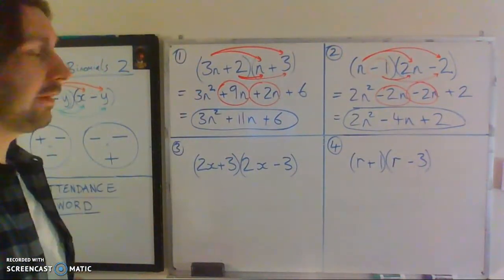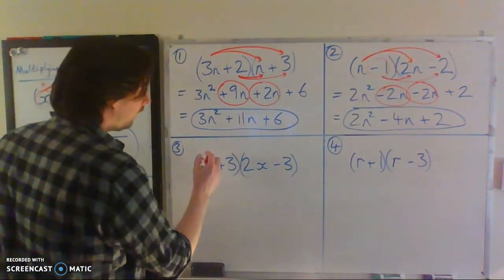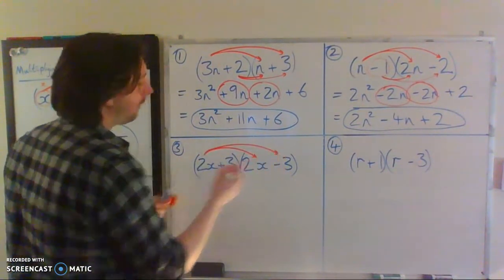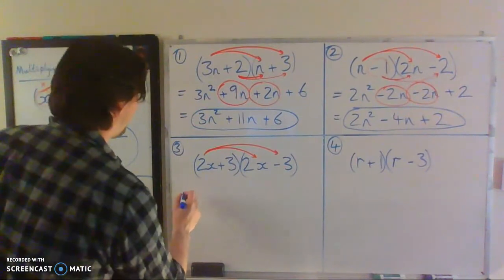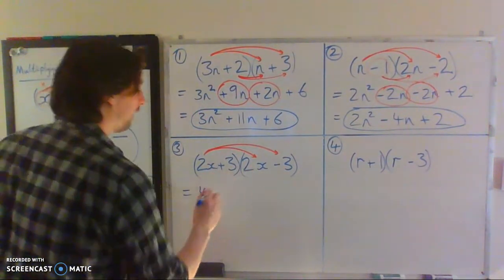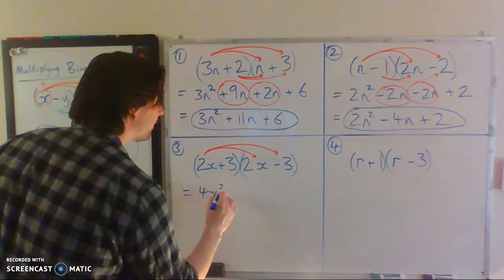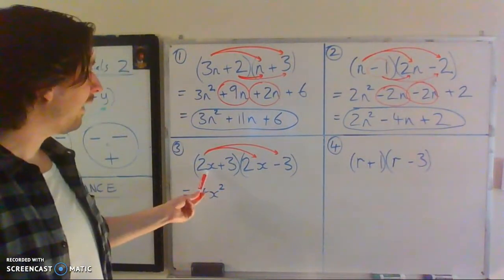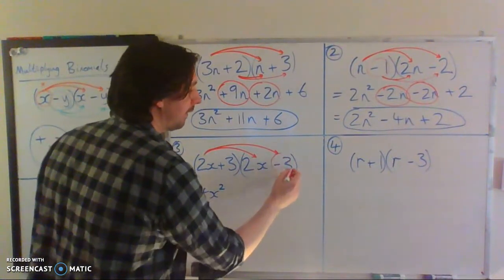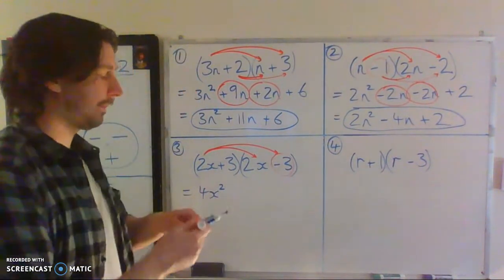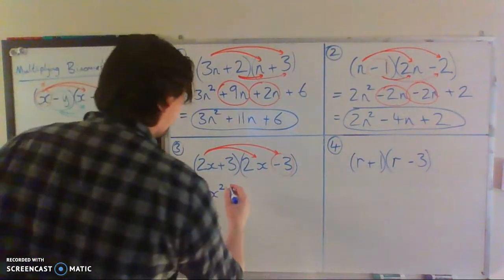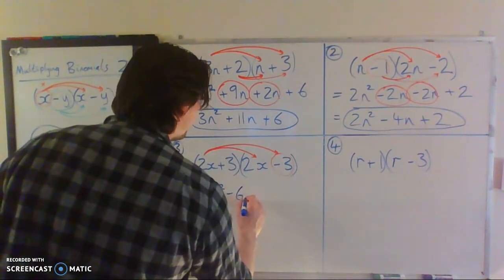Let's do question 3. 2x times 2x and 2x times negative 3. 2 times 2 is 4. x times x, x squared. 2x times negative 3. Okay, so that's attached to that. 2 times negative 3 is negative 6. And there's an x.